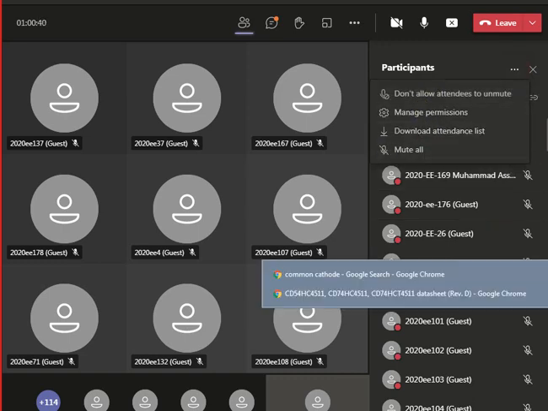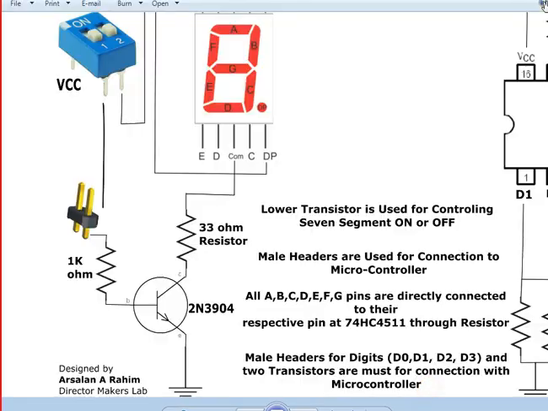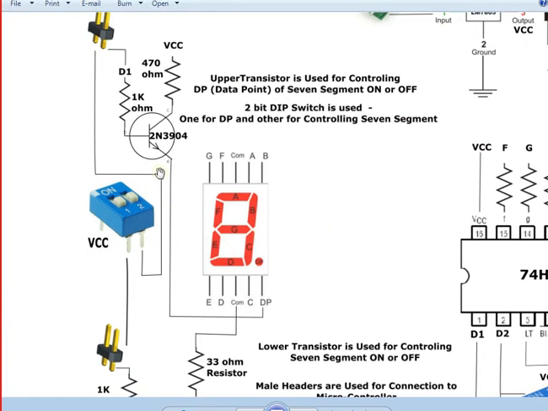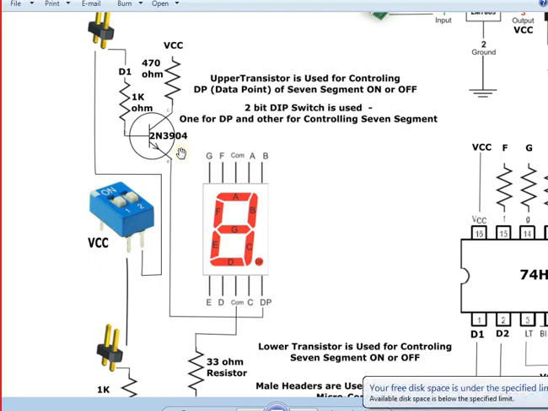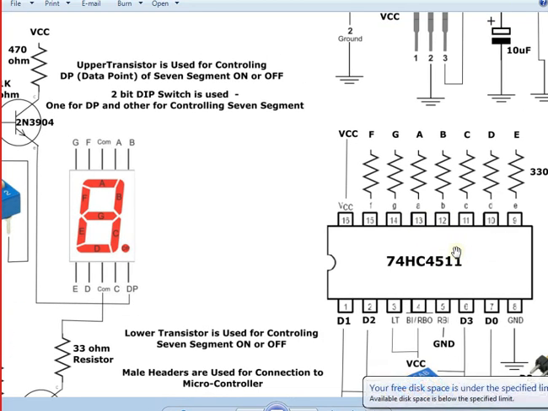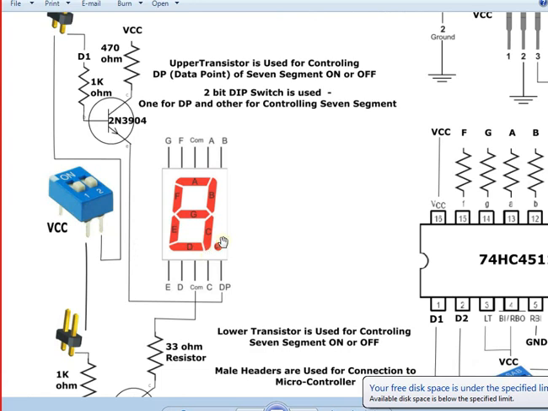Okay, coming on to the next transistor. What I have done is I have used another transistor over there. Now, what is that transistor doing over here? You know, there is also a data point, and that data point is not being controlled by this IC. There is no IC which has a data point. So sometimes we want to display the point also.